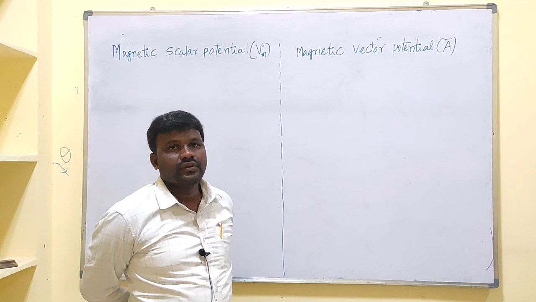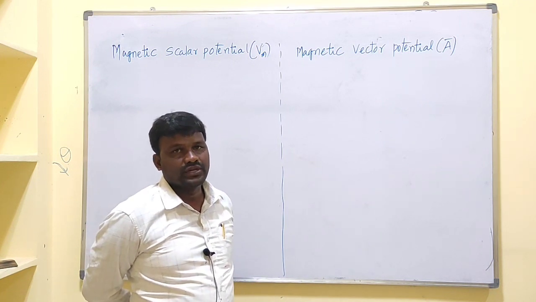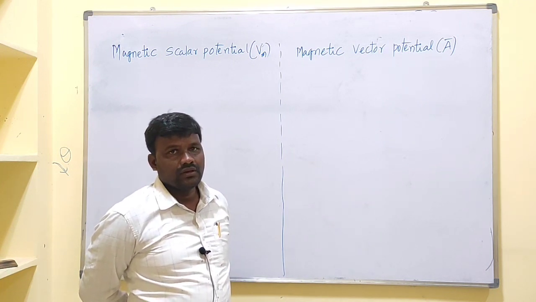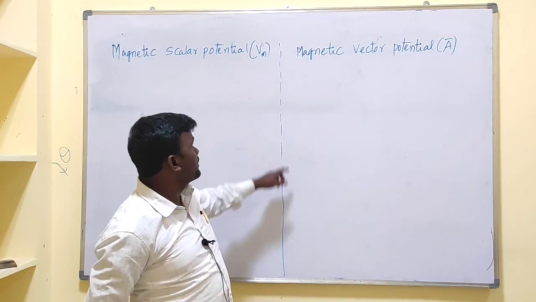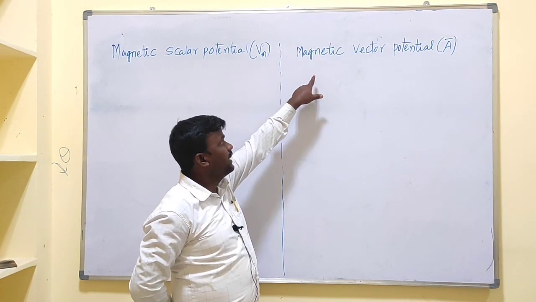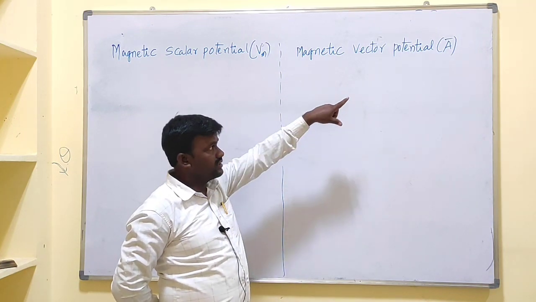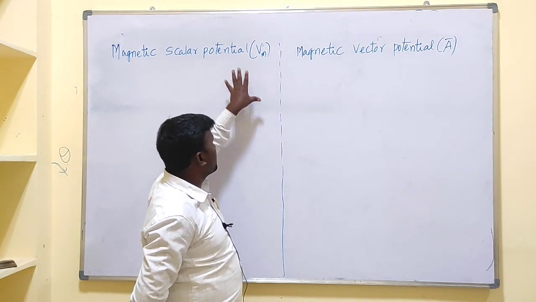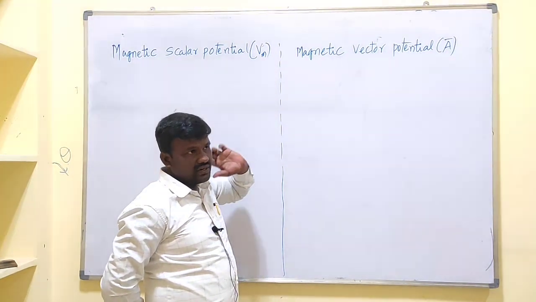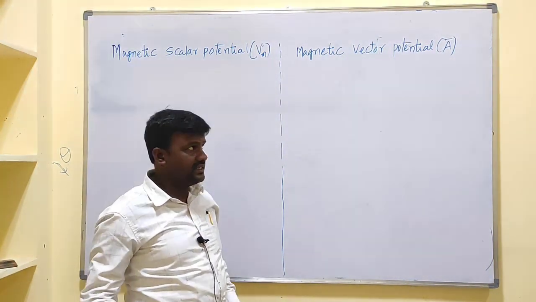In this video, we will discuss magnetic potentials. One is the scalar potential, that is, the magnetic scalar potential represented by Vm, and another one is the magnetic vector potential, that is represented by A bar. Of course, these magnetic potentials can be derived or defined with the help of vector identities.